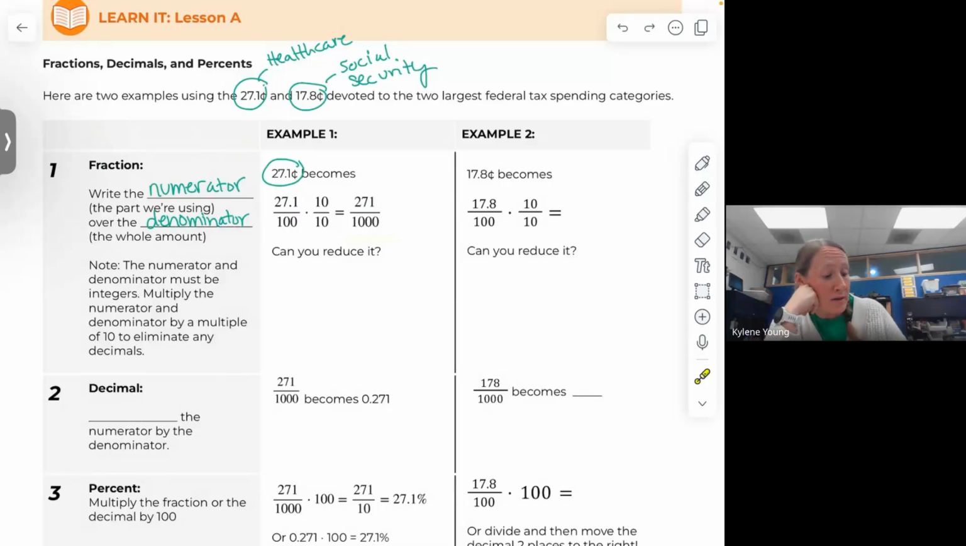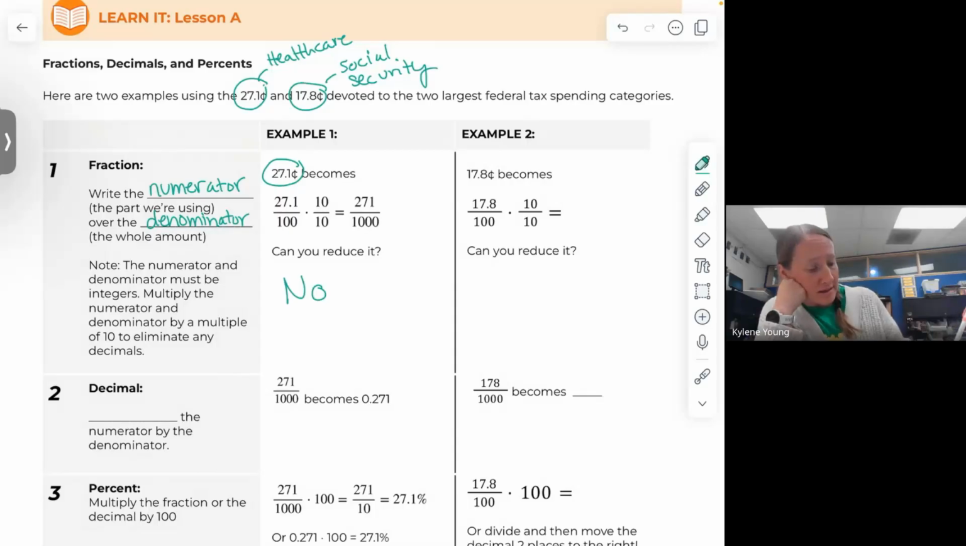Now, we always want to ask ourselves, can we reduce a fraction? Can we reduce this fraction? Not this one, because 271 is a prime number. There's nothing that goes into it that also goes into 1,000. There is going to be a video linked that shows you how to use your calculator to reduce fractions so that you're not making some large factor tree or trying to do mental math. So make sure you click on that video. It will come after this video so that you can see how to do that on your calculator.